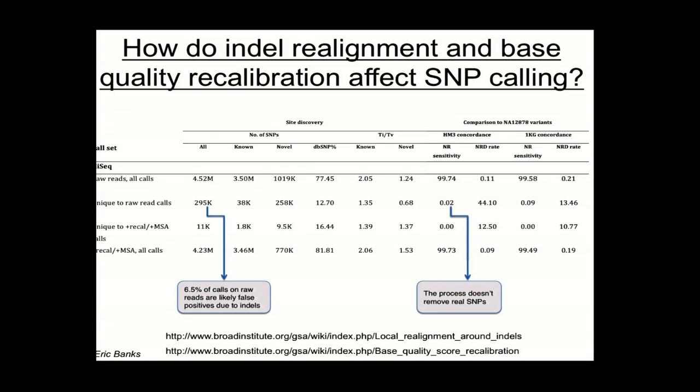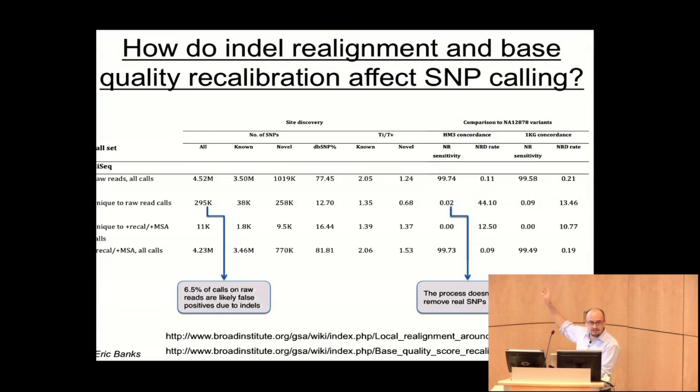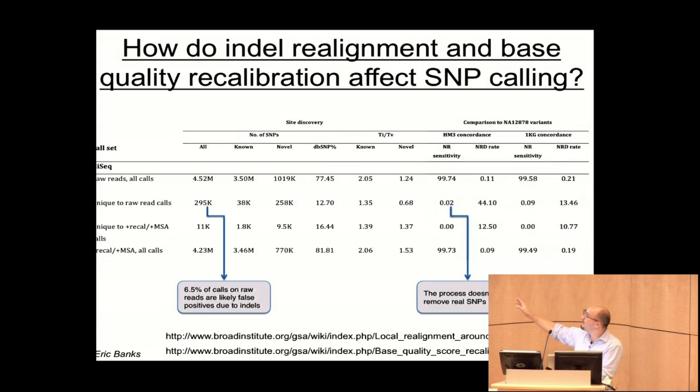The dbSNP rate, as I said, should be 90%. In the raw reads with our caller, you're getting 80%. The transition transversion ratio of the novel genome-wide calls is 1.2. And yet, the HapMap concordance rates and sensitivities are extremely high, 99%. So this is a standard problem with SNP calling. It's very easy to get very good metrics on chip concordance and still have a lot of bad SNP calls.